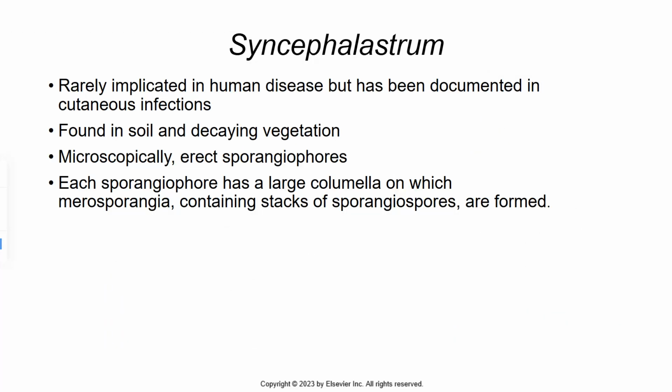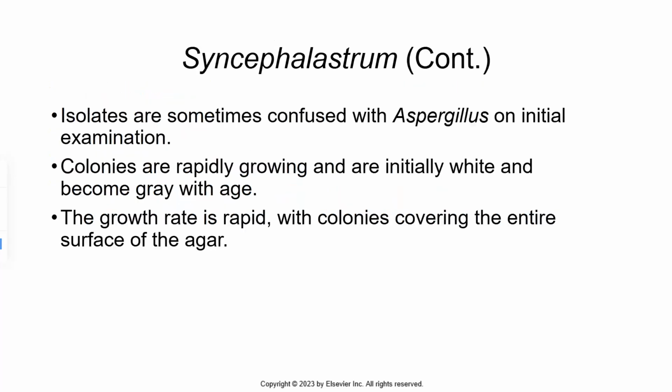Syncephalastrum is rarely implicated in human disease, but has been documented in cutaneous infections. Found in soil and decaying vegetation, microscopically it has erect sporangiophores. Each sporangiophore has a large columella. Isolates are sometimes confused with Aspergillus on initial examination. Colonies are rapidly growing and are initially white and become gray with age.